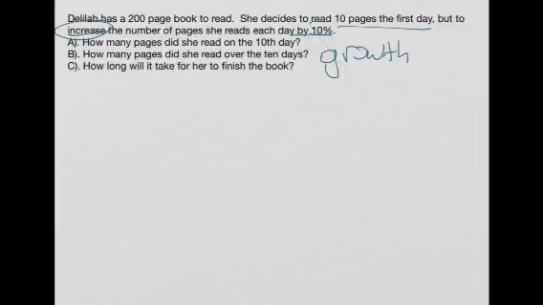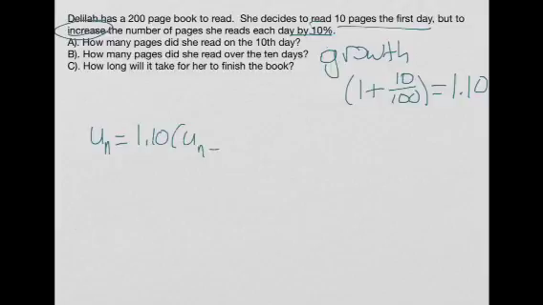If we remember what we've learned before, to find that ratio for this geometric sequence for percent growth, we are going to take 1 plus the percentage divided by 100, which is going to give me 1.10. And this is going to be my ratio for my sequence. So I can say U sub n equals 1.10 times U sub n minus 1.